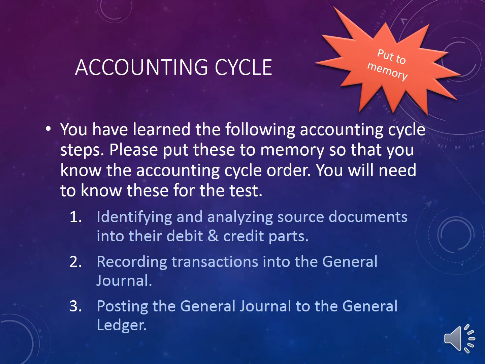The accounting cycle. In Chapter 2, you learned how to identify and analyze source documents. Chapter 3, you learned the second step of the accounting cycle, which was recording transactions into the general journal. Step 3, you now will be learning how to post the general journal transactions into the general ledger. Please make sure you put these to memory, since you will need to know these 3 steps for the test.